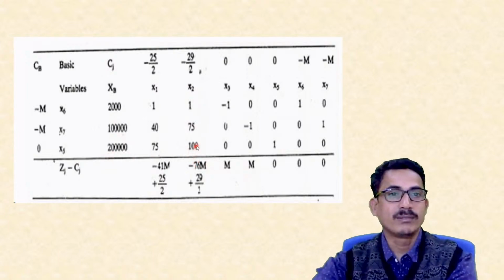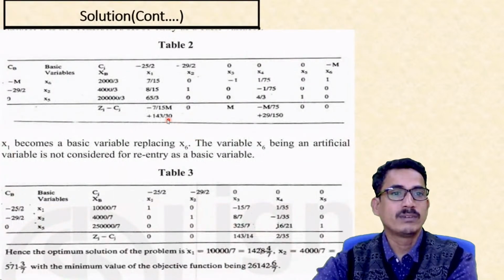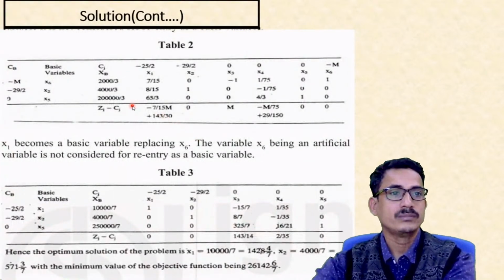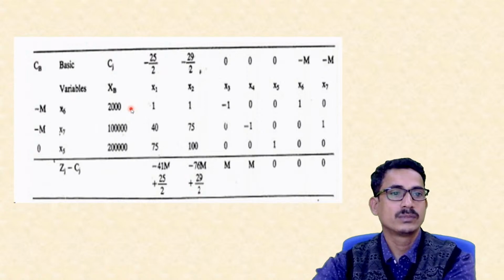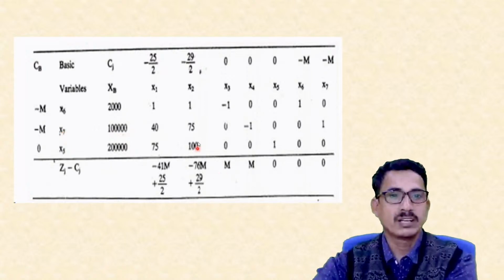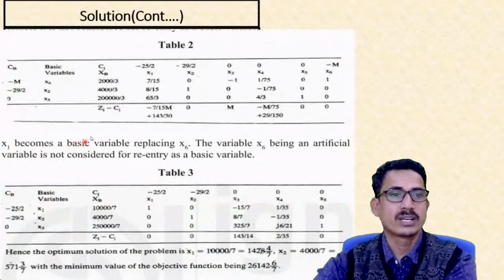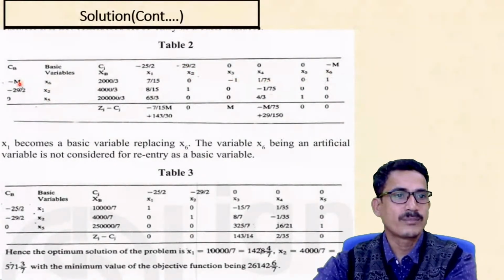Which one is minimum? That will be out. So here the minimum is the x7 value, the middle one is minimum. That is, x7 is out. In place of x7 you have taken the incoming x2. I mean, in the next table you have x6, x2, x5, check. x6, x2, x5. What is the coefficient of x6? The x6 coefficient is minus M. The x2 coefficient is minus 29 by 2, that we have written here. And the x5 coefficient is 0.